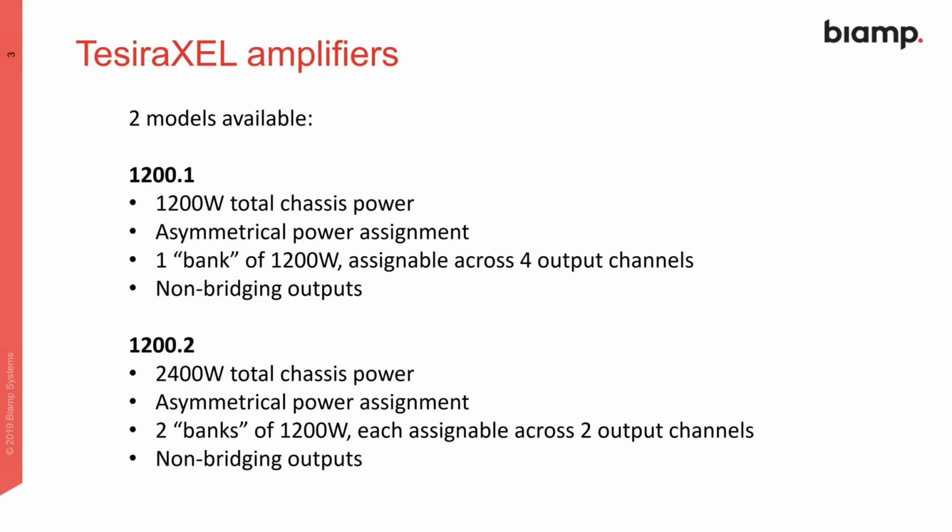So the TesiraXEL amplifiers, we have two models available, the 1200.1 and the 1200.2. They both have a 1200 watt module in those. The 1200.1 has a single 1200 watt module. The 1200.2 has a pair of them. So in the 1200.1, we've got 1200 watts across 4 channels. In the 1200.2, we've got 1200 watts across 2 channels, and then another 1200 watts across 2 channels for a total chassis power of 2400 watts. And on both of those, they're non-bridging outputs. So the 1200 watts is the peak you can get out of any one channel.